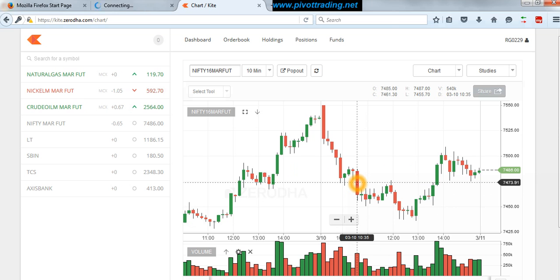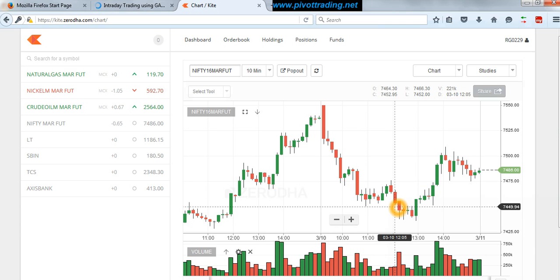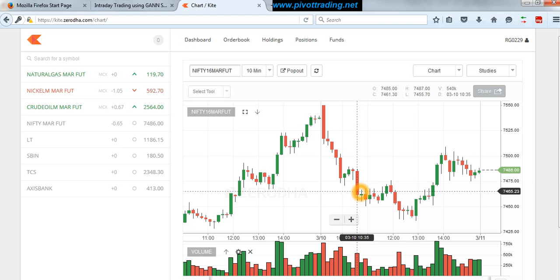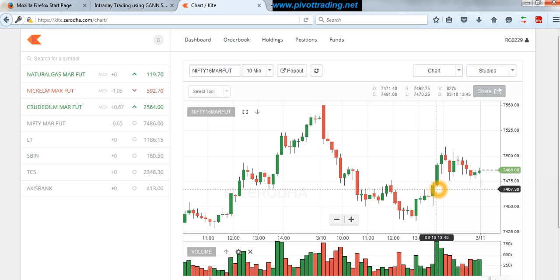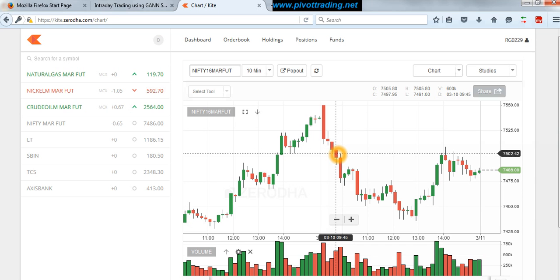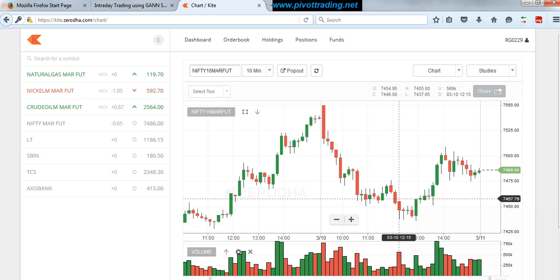So when target 2 was achieved, we can keep a trailing stop loss at target 1. When target 3 was achieved, we can keep a trailing stop loss at target 2. Now again, after target 3 the market has moved up, and definitely it will hit our trailing stop loss at 7465 or 7464. So ideally we have entered into a trade at 7503. We reached till target 3, but we booked only till target 2.